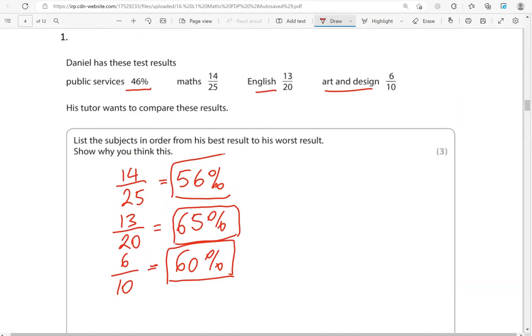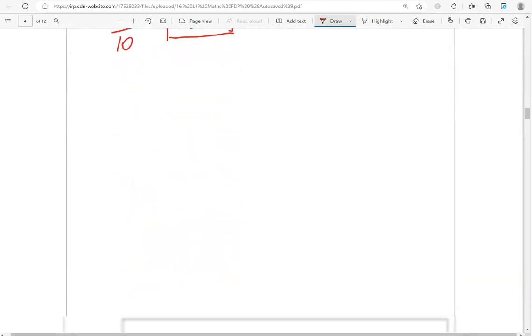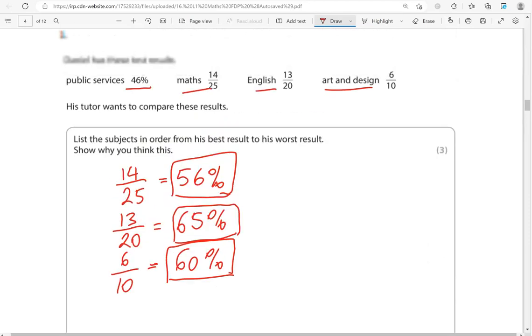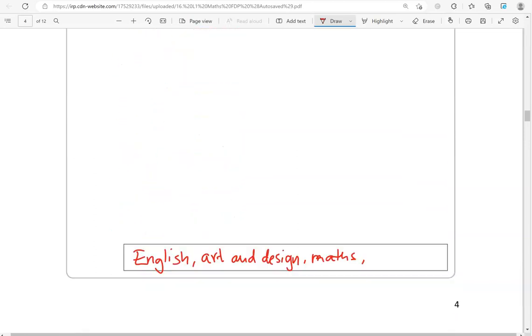Then 56% for maths. And finally 46% for public services.